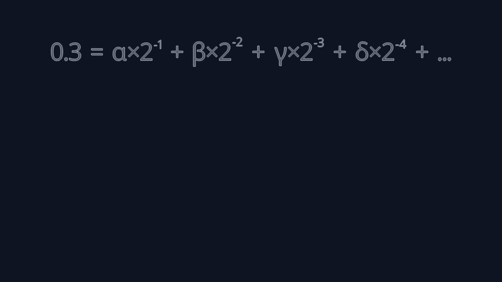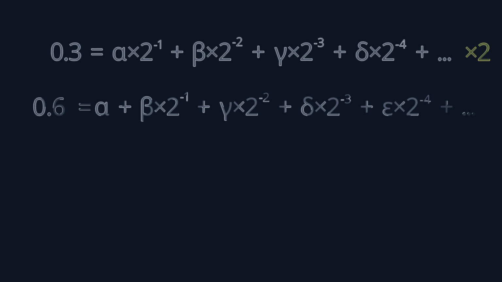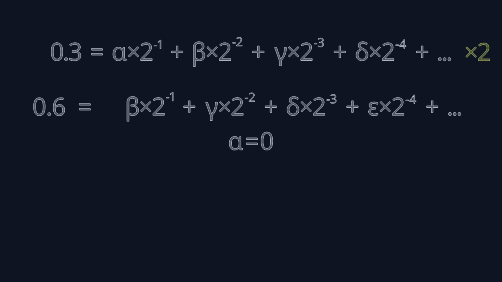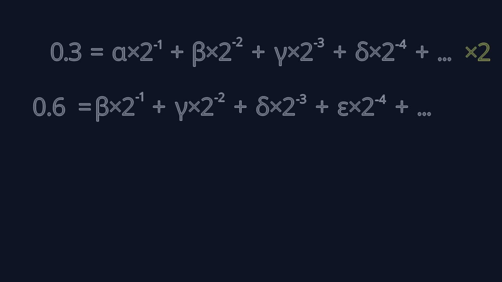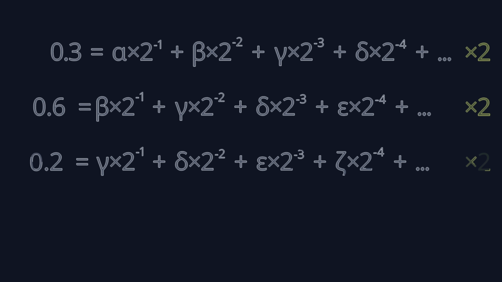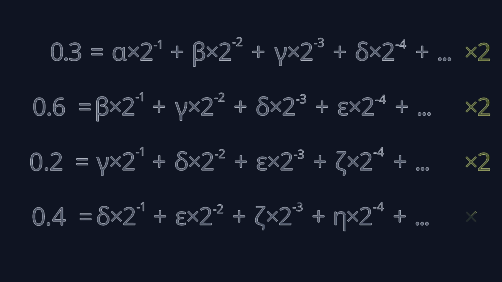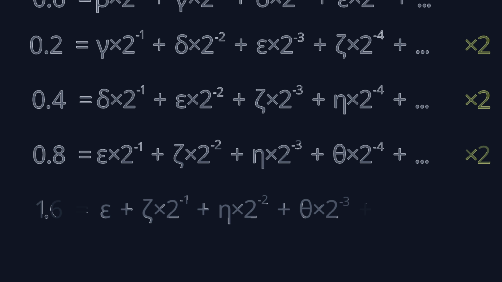What if we multiply the entire equation by 2? Now compare the integer parts on both sides and separately compare the fractional parts. Immediately we get the value of alpha. And what's left is another equation of exact same form. Let's do it again, and again, and again. It doesn't seem to stop. And after a while, the binary digits start repeating a pattern.